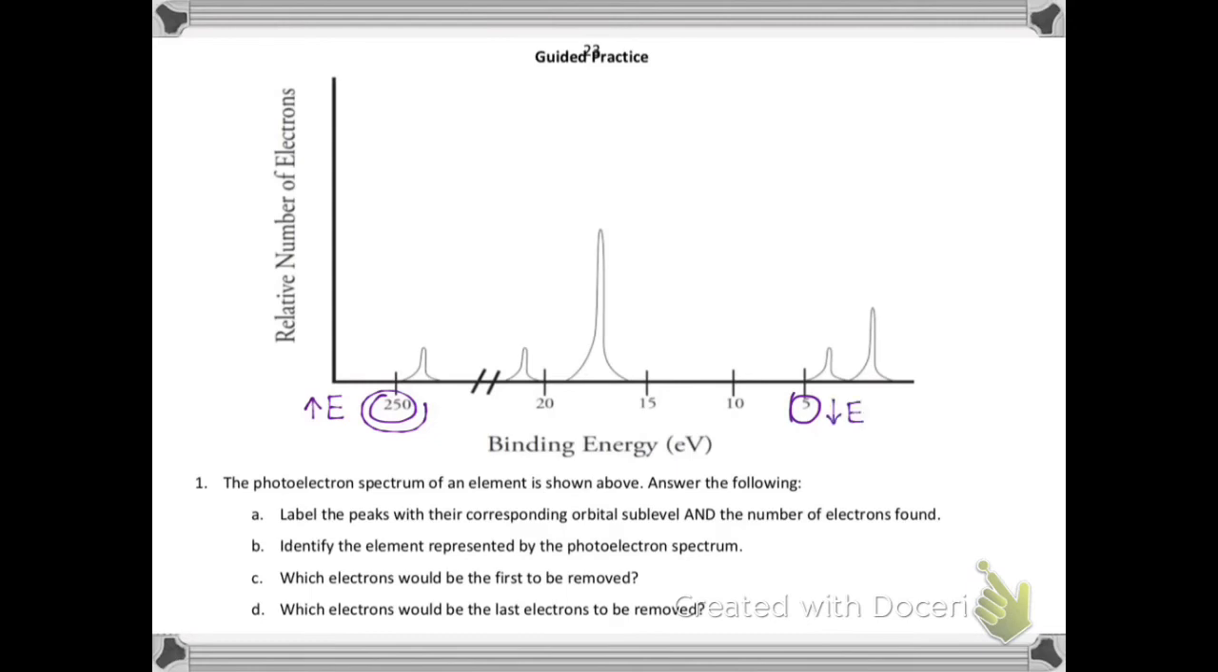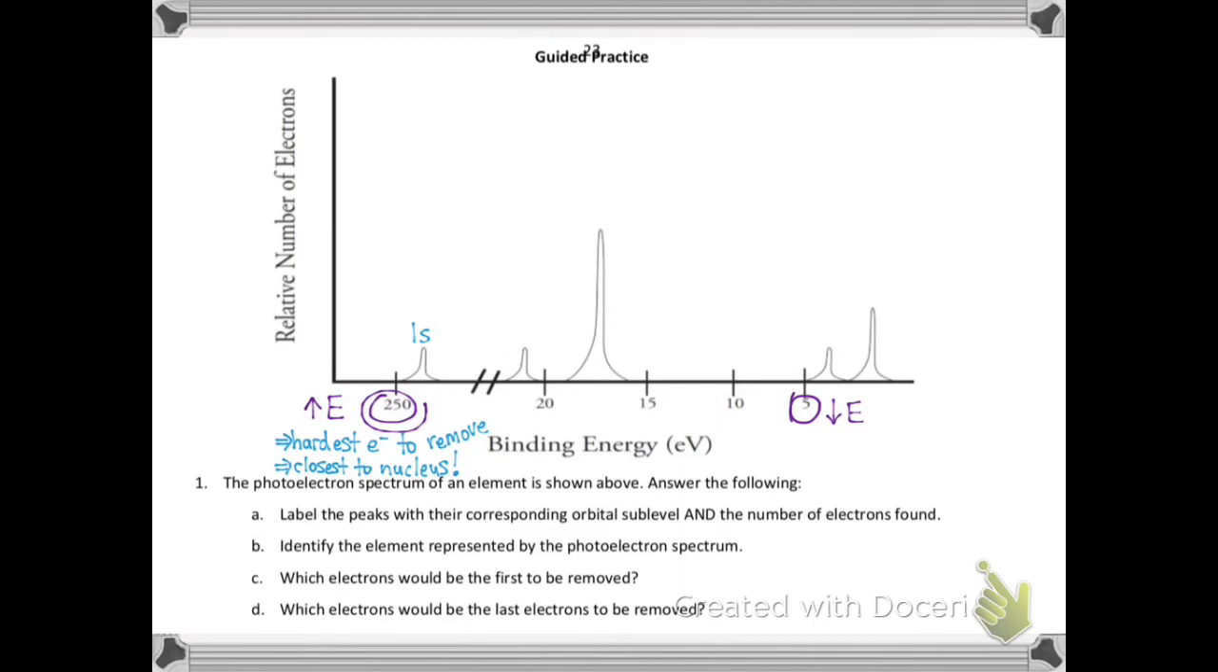The important thing to remember is that the higher energy means these are the ones that are hardest to remove, so they must be closest to the nucleus. Well, what could be closer to the nucleus than the 1s sublevel? And that's why the highest energy peak on your PES spectrum will always be the 1s sublevel.